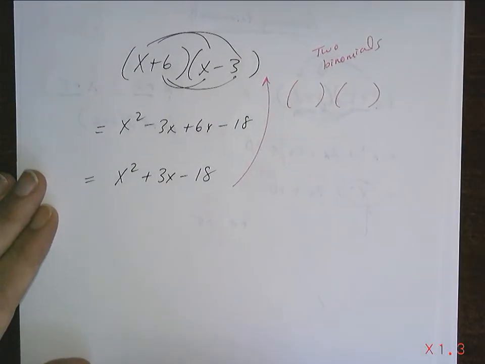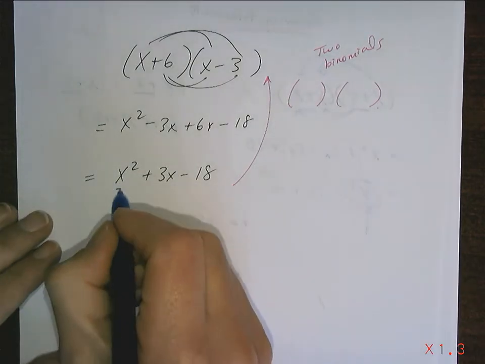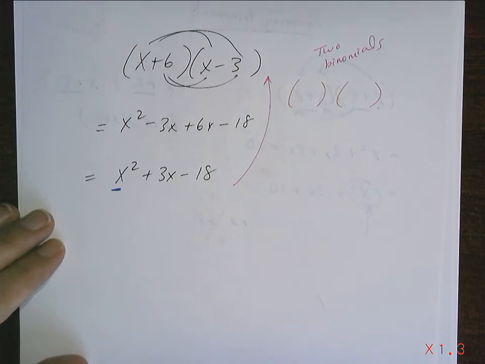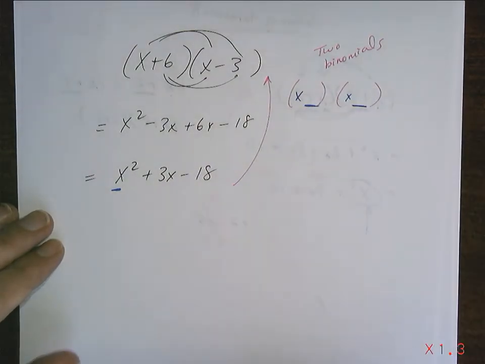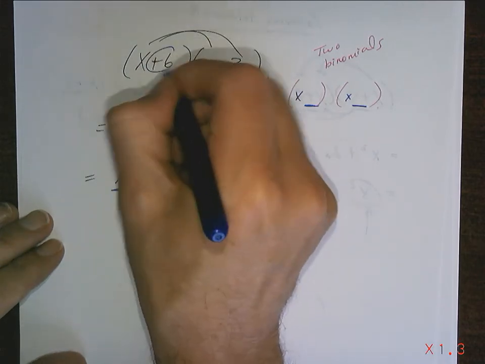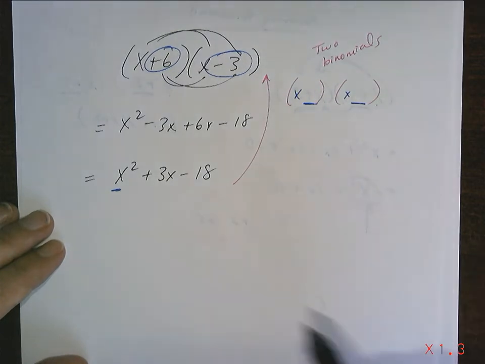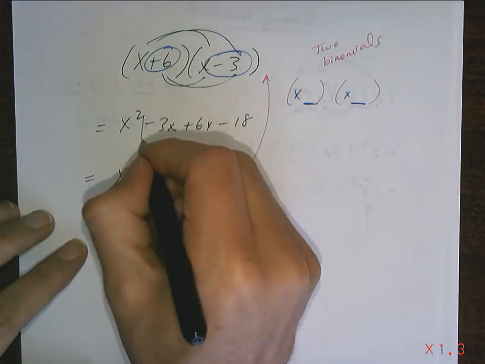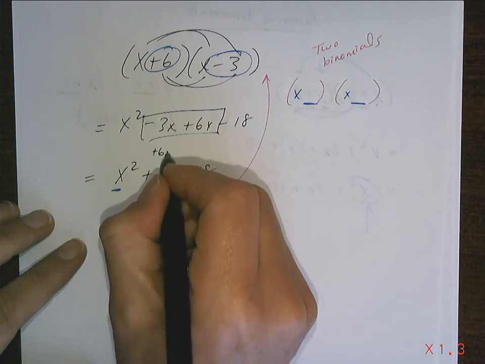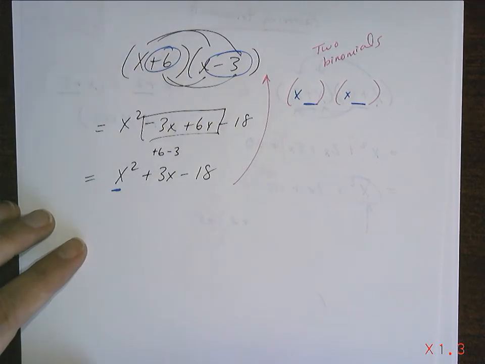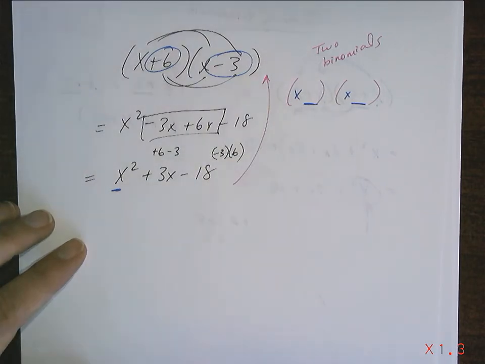That's how we factor a trinomial. Does that make sense? What needs to go at the front of both of those brackets? An x. So now the question is, what numbers go here? Or in other words, how do we get those numbers? Well, let's look at where those numbers are. Do you see that this is positive 6 added to negative 3? And do you see that this is negative 3 times positive 6?